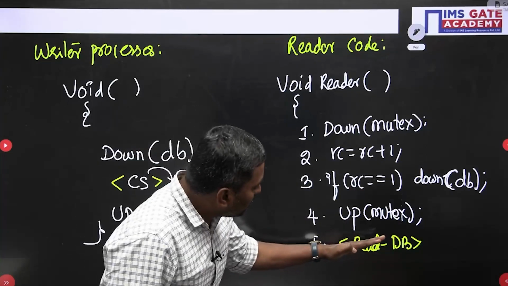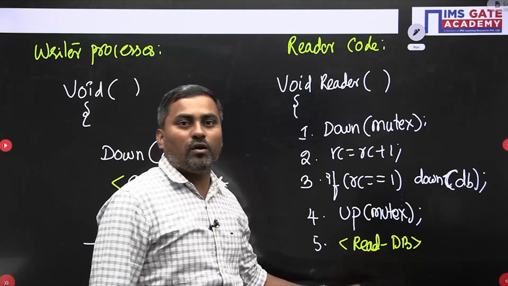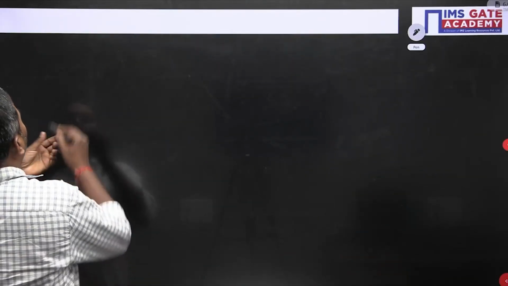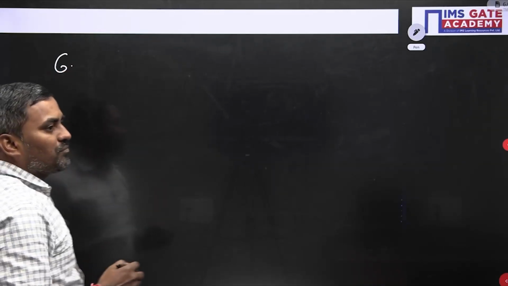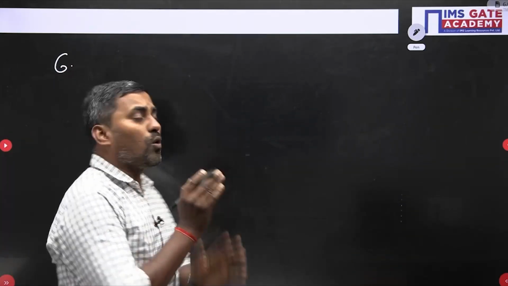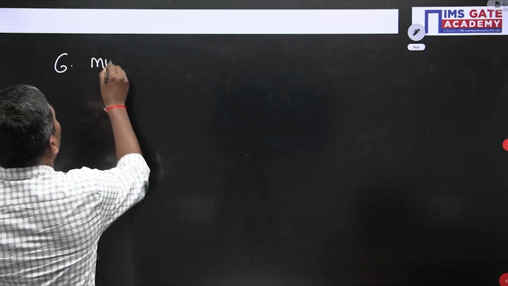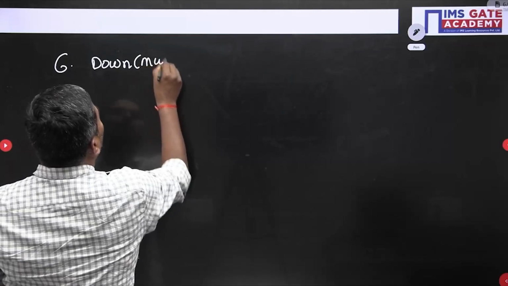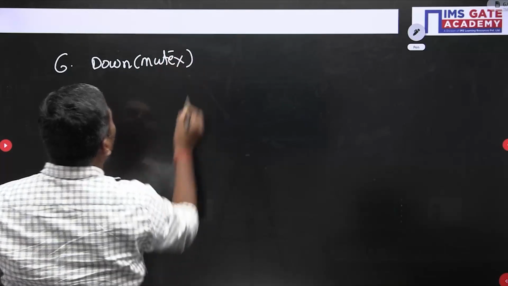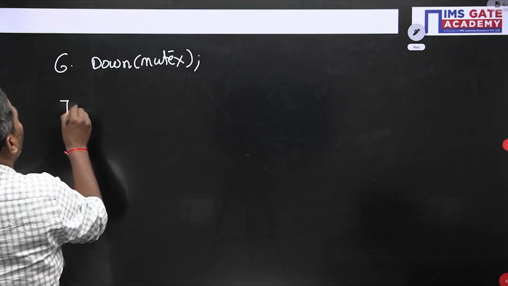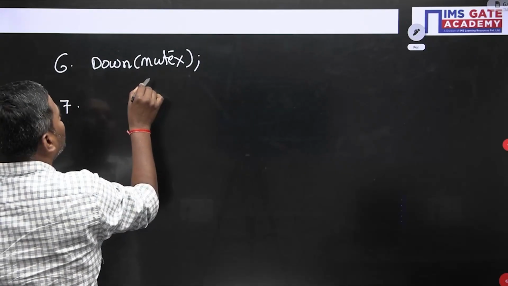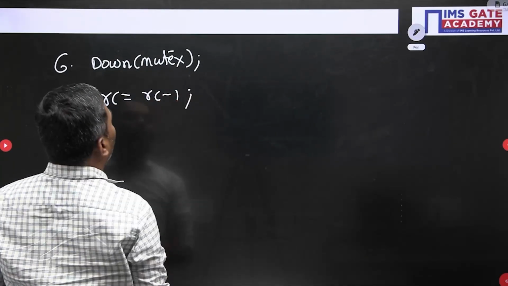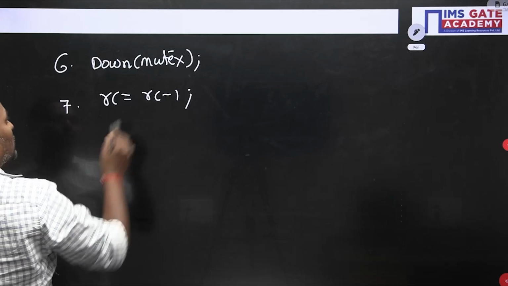Once reading of the database is over, the process has to leave. So now the sixth statement I am trying to write here: how to leave. While leaving you should decrement your count value. So again you perform down on mutex. Why, sir? Because RC is a shared variable, right? So you should treat it like a critical section. So down mutex, then you should decrement RC equal to RC minus 1, yes or no, RC minus 1, then keep on going.